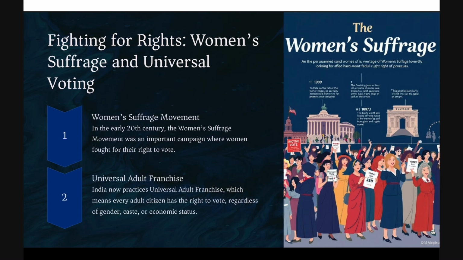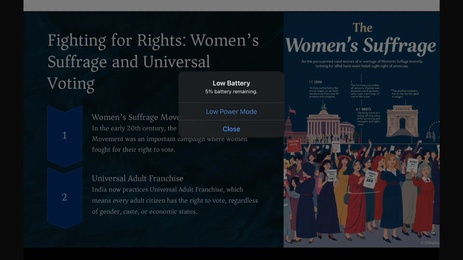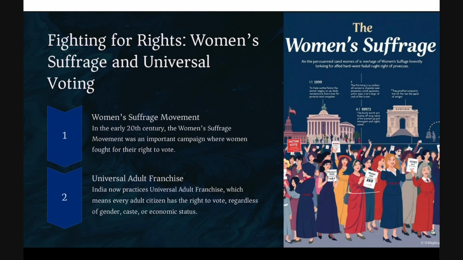Historically, not everyone had the right to vote. Many groups, including women, fought for the right to vote. The women's suffrage movement in the early 20th century was key in gaining voting rights for women. India is proud to have adopted universal adult franchise right from its first election in 1951.